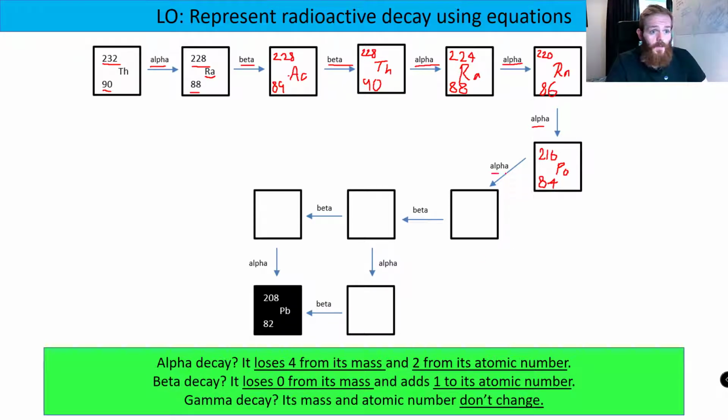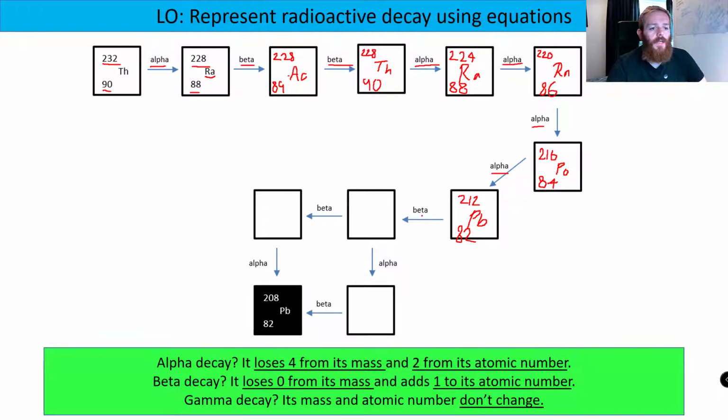Okay, so polonium undergoes alpha decay. Alpha decay means it loses 4 from its mass, so 216 is now 212. And it means it loses 2 from its atomic number, so 84 minus 2 is 82. And then I'll look back on the periodic table. What's got an atomic number of 82? That is lead, Pb. Oh, my writing's a bit dodgy, isn't it?